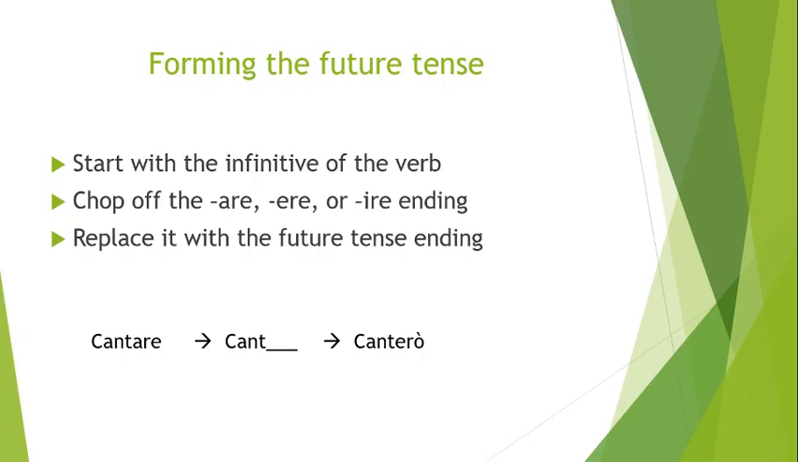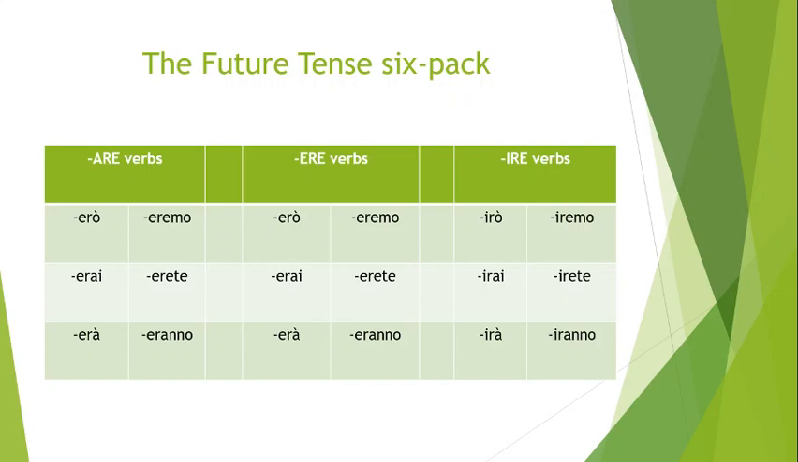So let's take a look at these endings. These are the future tense six packs for are verbs, ere verbs, and ire verbs when they're regular. As you can see, are and ere verbs are exactly the same. And ire verbs are a little bit different, but they don't really change even that much. It's just the e turns into an i. Other than that, it's all the same. That's what makes the future tense in Italian very easy, is it's pretty regular. There are very few irregular future verbs. We'll cover a couple of important ones towards the end of this video, but in general, this is what you're going to be up against when you're forming the future tense.